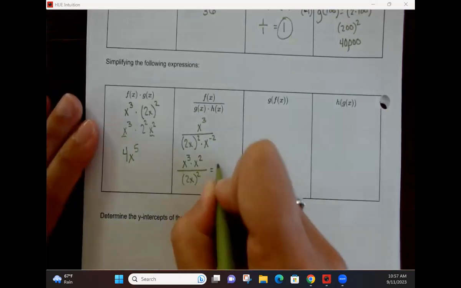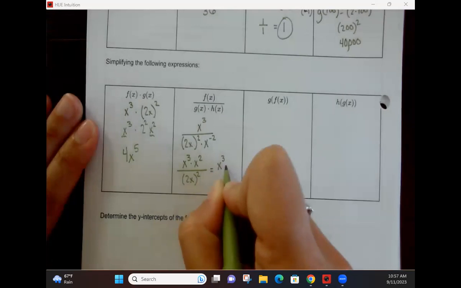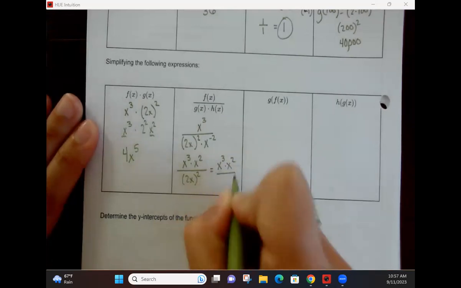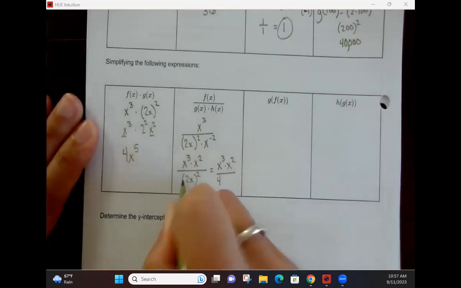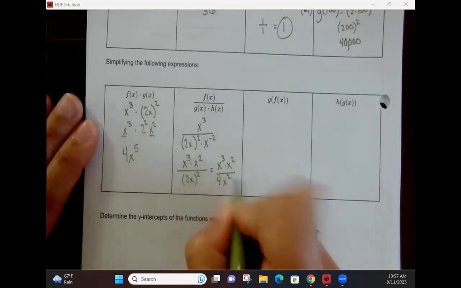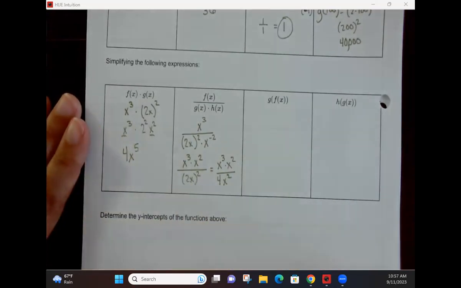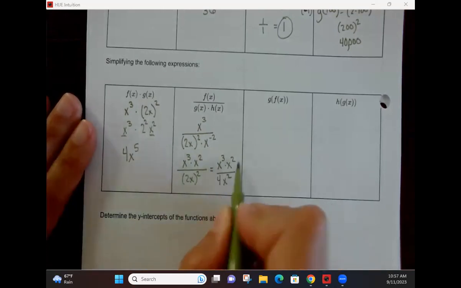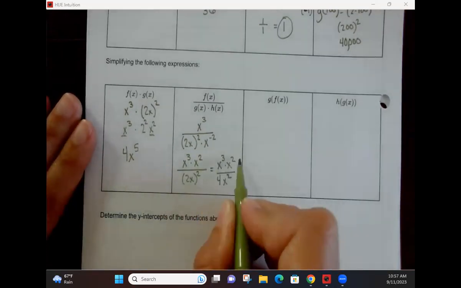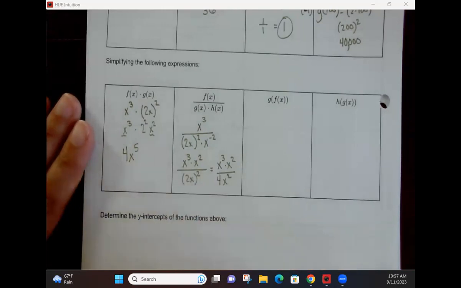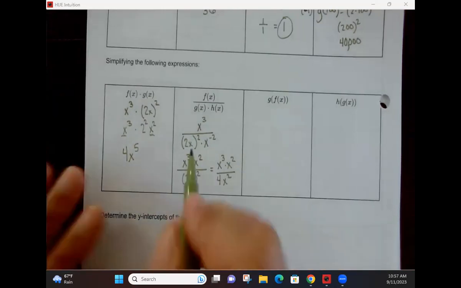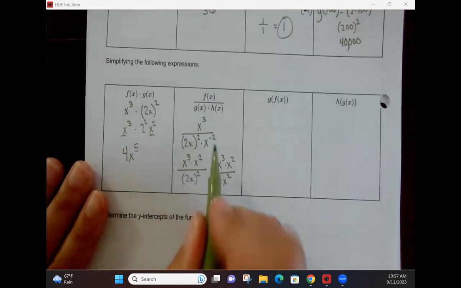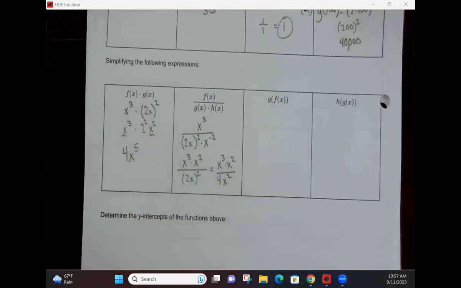I'm actually going to do that now. So we would have x cubed times x squared over 4, right? 2 squared is 4, x squared. I could have also, as my next step, combined my x's here. That would give me x to the 5th. Okay, that would have been fine too. Or if you distributed first and then combined your x's on the bottom and then combined whatever you had left with the x on the top, that would have been okay as well.